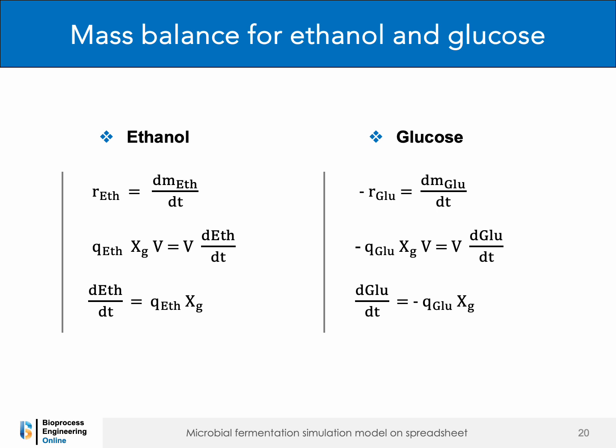For the consumed glucose, the instantaneous balance in grams glucose per hour is minus R_glu equals dm_glu over dt. R_glu is the glucose consumption rate and m_glu the glucose mass. Introducing the specific glucose consumption rate Q_glu, the balance becomes minus Q_glu xg V equals V d_glu over dt. And the differential equation describing the time variation of the glucose concentration is d_glu over dt equals minus Q_glu xg.